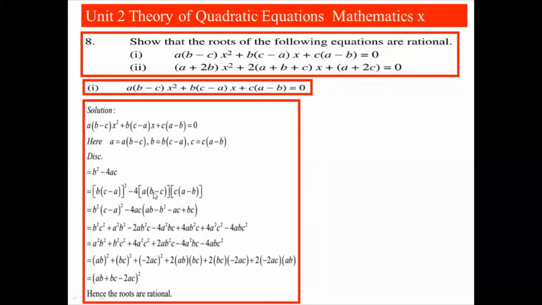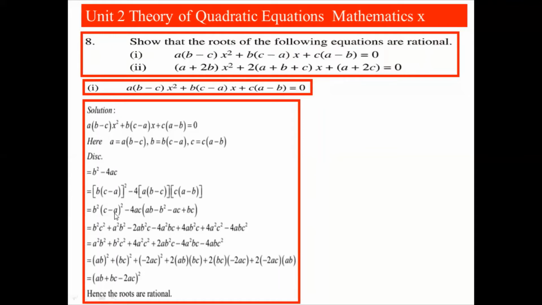Now we have to multiply these two terms. When we multiply b with a, we have ab. When we multiply b with minus b, we have minus b square. When we multiply minus c with a, we have minus ac. When we multiply minus c with minus b, we have plus bc.